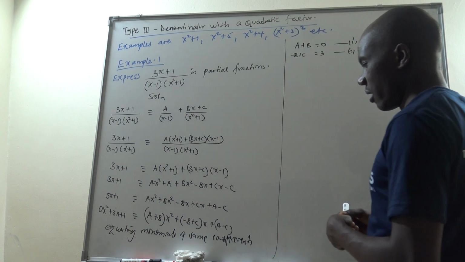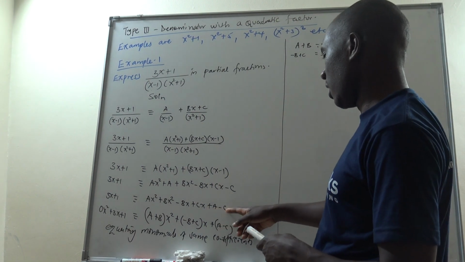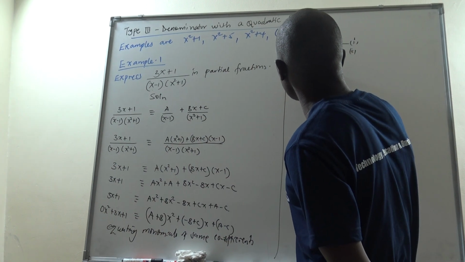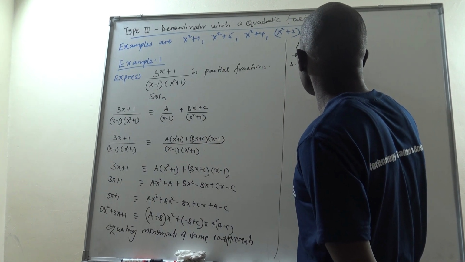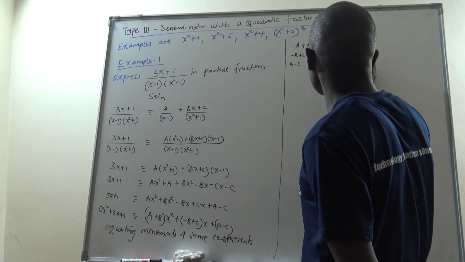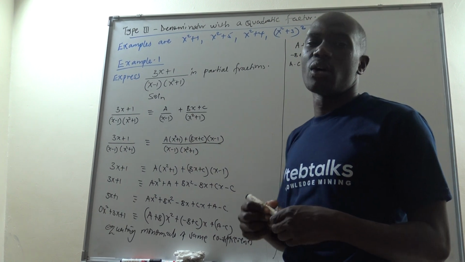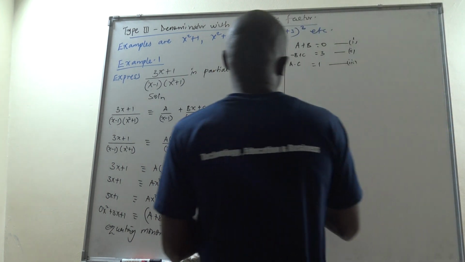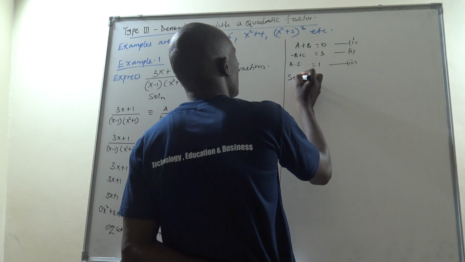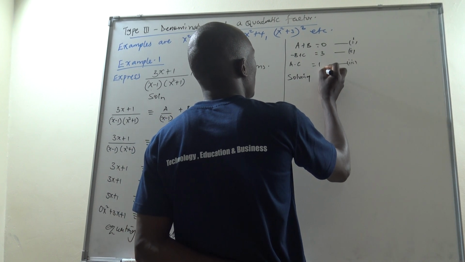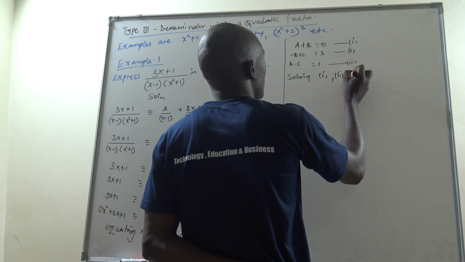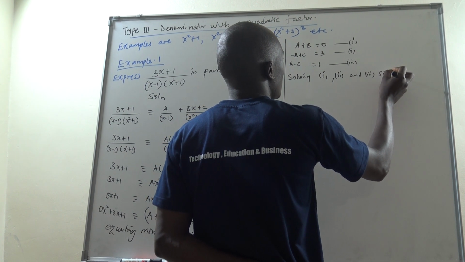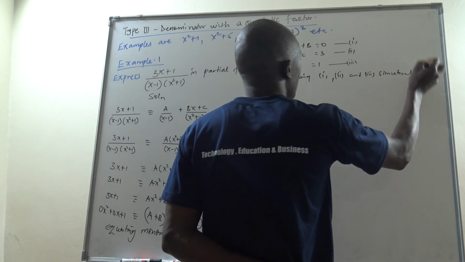We also come to another one, which is a minus c equals 1. This is the third equation. So, can we look at the way we are going to solve them simultaneously? Solving equation 1, equation 2, and equation 3 simultaneously. So we solve them in a simultaneous way.